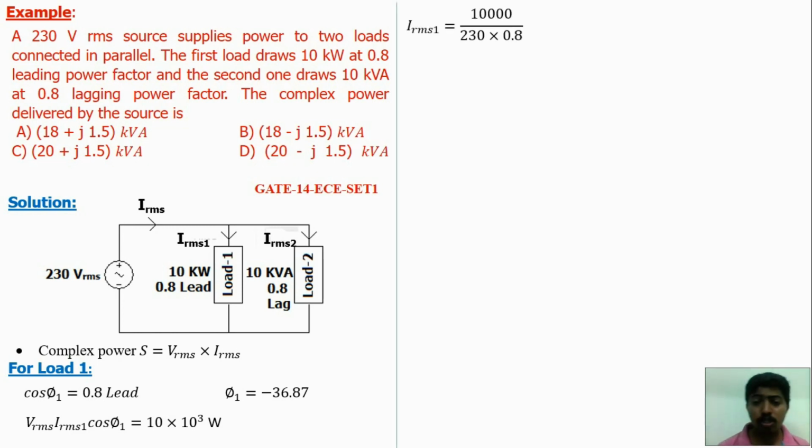So Irms is equal to 10,000 divided by the Vrms value 230 and the power factor value 0.8. So the magnitude is 54.348. But the angle difference between this Irms 1 and Vrms 1 is 36.87, so minus 36.87.